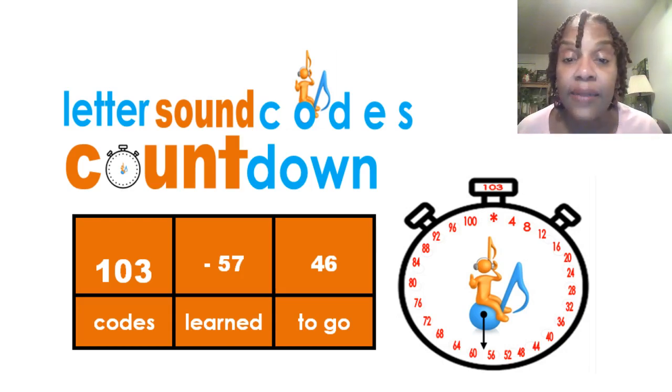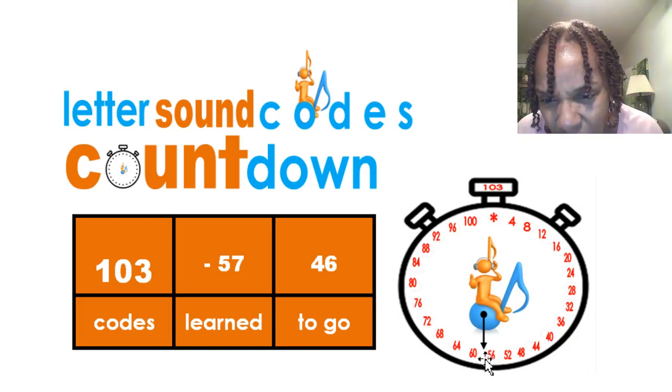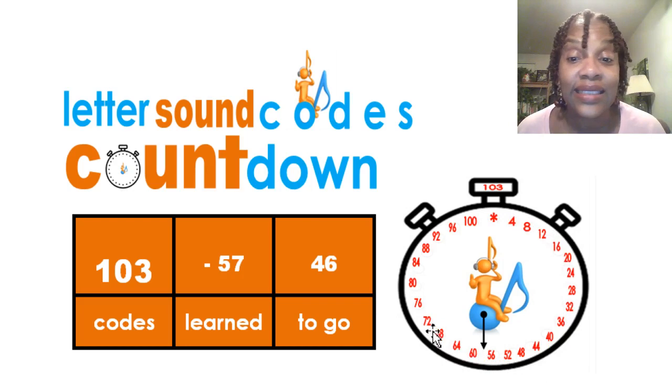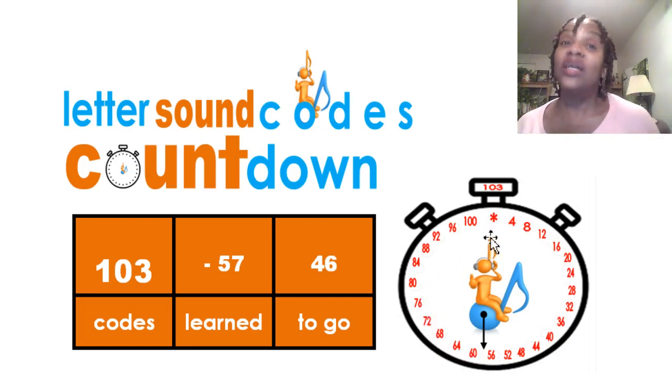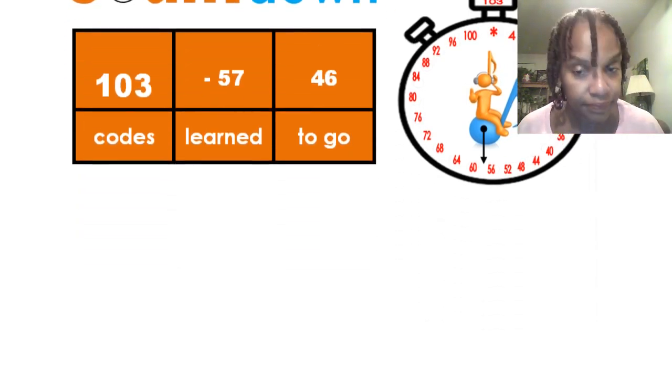So let's look at the letter sound codes clock here. We are right here. Look how far we've come, right? We are past the halfway mark, so we're just ticking away. We're on our way to 103 letter sound codes. All right, big ups!